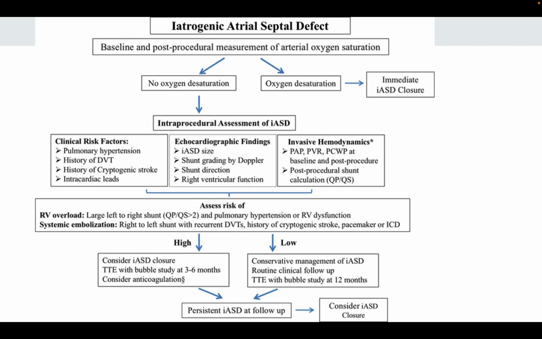So if it's a 14 or 16 French device, 1 French equals 1/3 of a millimeter. So you're thinking most of the time you're around 1/2 centimeter by 1/2 centimeter. And then your shunt grading and shunt direction will determine your Qp:Qs. And you can also calculate some component if you have TR with pulmonary pressures, PVR, although this is debatable if you can actually do this with echo, but you would assess the RV function and then determine if you close it or not.